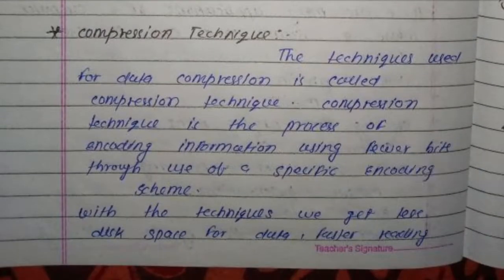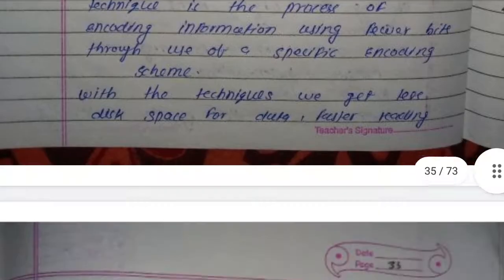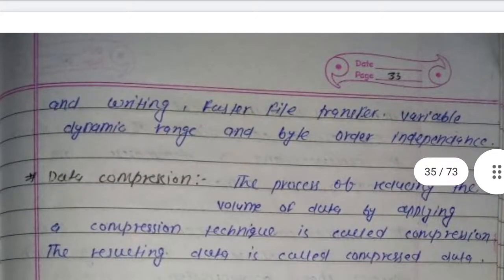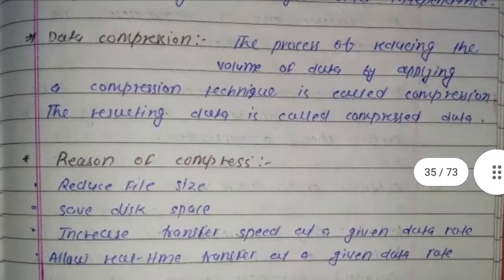Compression technique. The technique used for data compression is called compression technique. Compression technique is the process of encoding information using fewer bits through use of a specific encoding scheme. With the technique, we get less disk space for data, faster reading and writing, faster file transfer, variable dynamic range and byte order independence.